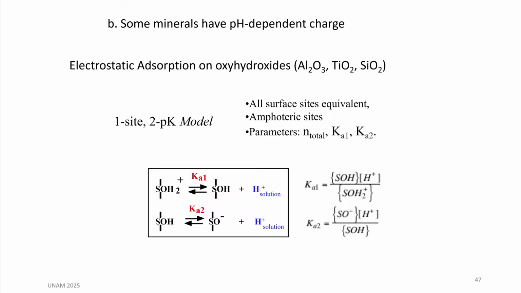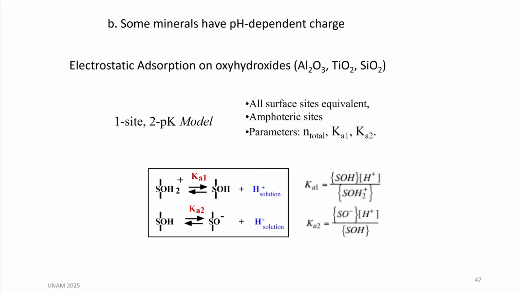And this is the reaction in which SOH behaves as a base, because it reacts with the H+ in solution, to give SOH2+, with the acidity constant written like this. And this is the case in which SOH behaves like an acid because it loses a proton to the solution, leaving a negative charge this time on the surface with another acidity constant.